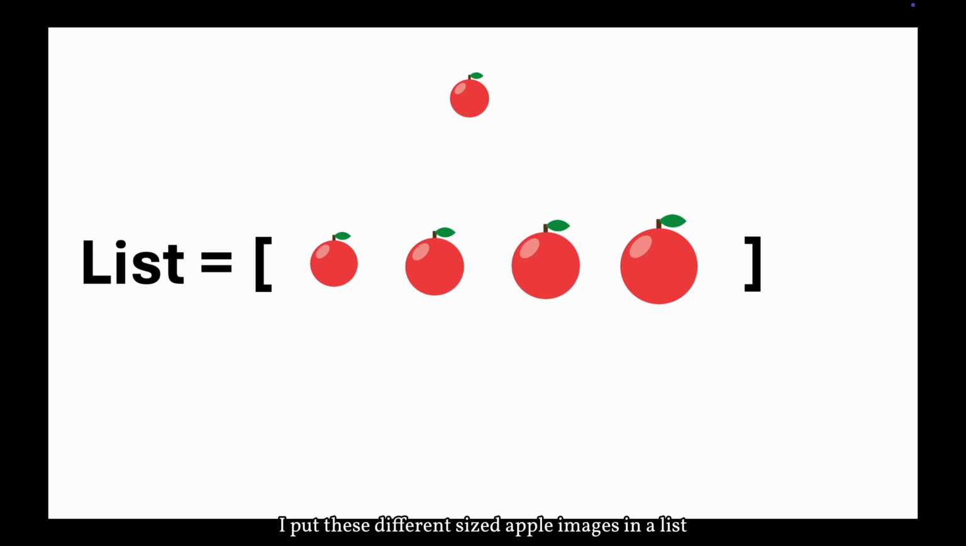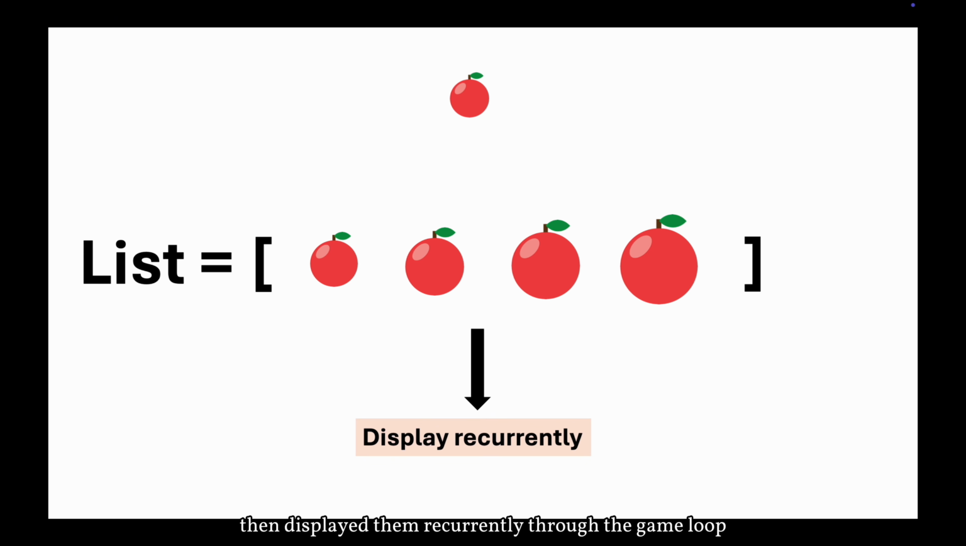Next is animation. For the food, it is a glowing animation where the food image becomes larger and smaller recurrently. So I loaded 1 apple image and then set it into different sizes. I put these different sized apple images in a list, then displayed them recurrently through the game loop.